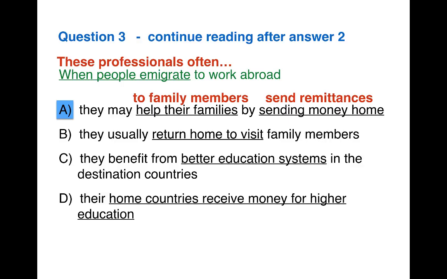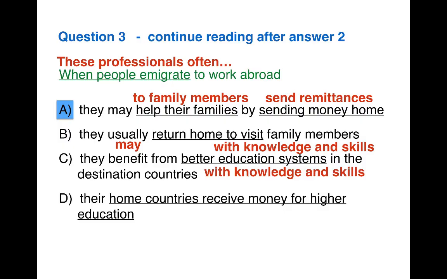Well, it doesn't say that they usually do that. It says they may return with knowledge and skills, not necessarily to visit family. C, they may benefit from better education systems. Well, it mentions knowledge and skills again that they'll get, but it doesn't actually say that their education systems are better in the destination countries.